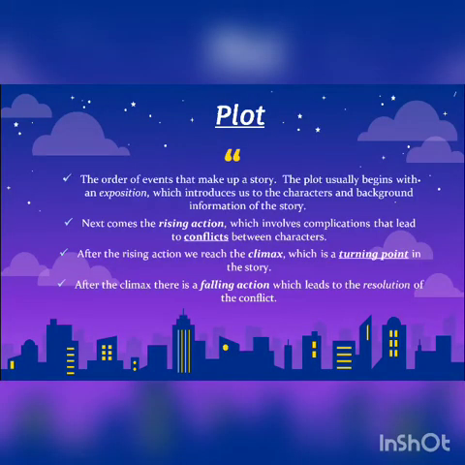Plot. The order of the events that make up a story. The plot usually begins with an exposition, which introduces us to the characters and the background information of the story. After the exposition comes the rising action, which involves complications that lead to the conflict between the characters. After the rising action, we reach the climax, which is the turning point in the story. After the climax, there is a falling action, which leads to the resolution of the conflict.